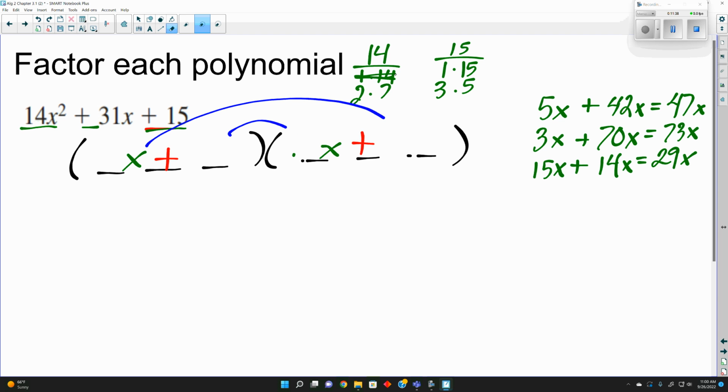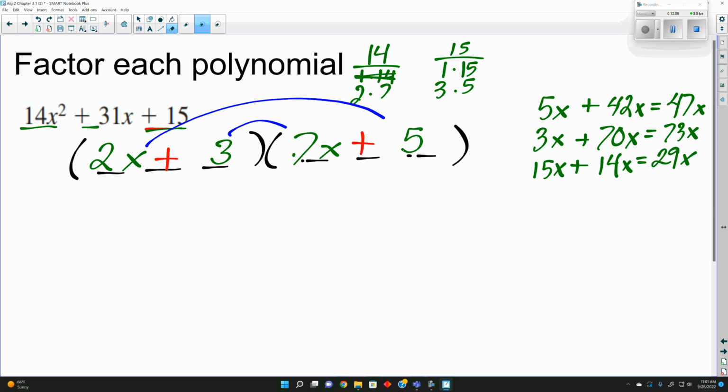Now I can cross it out because we tried every possible combination of 1 and 14 and our factors of 15. So that means that if this is factorable, we're going to have 2x and 7x that are going to work. And I'm going to probably lean towards 3 and 5 for this to work. So 3 and 5. Let's try this combination here.